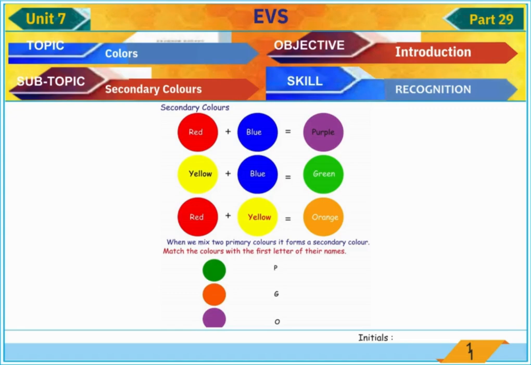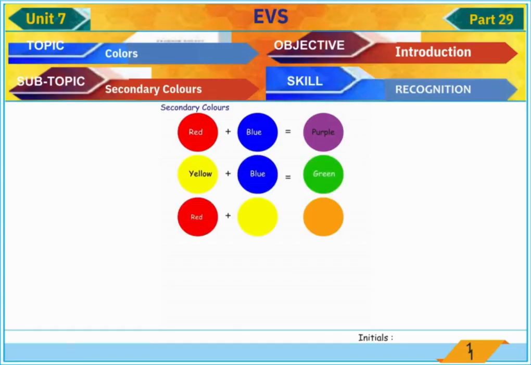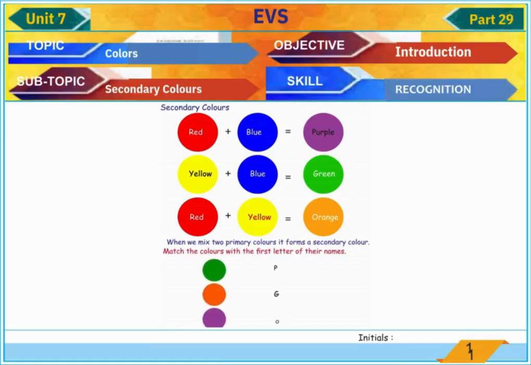Secondary colors. Red plus blue equals purple. Yellow plus blue equals green. Red plus yellow equals orange. When we mix two primary colors, it forms a secondary color. Match the colors with the first letter of their names.